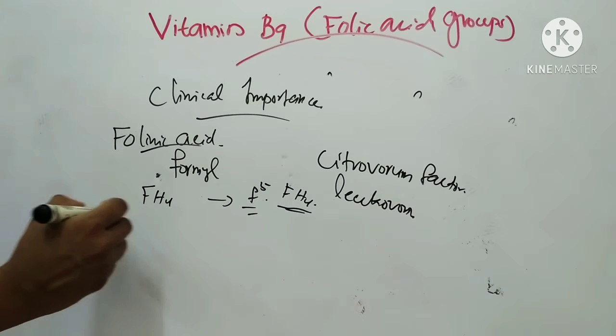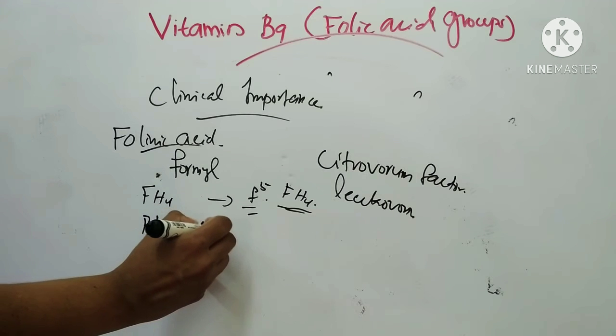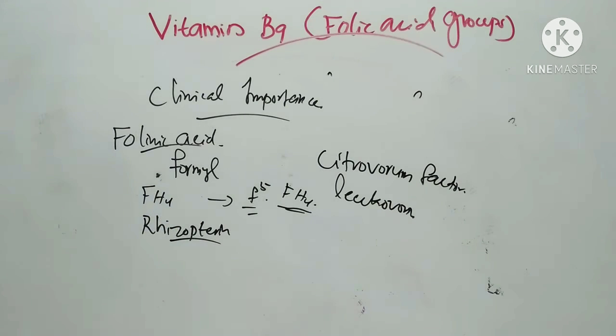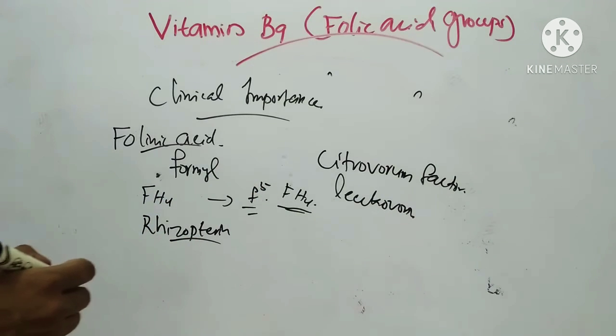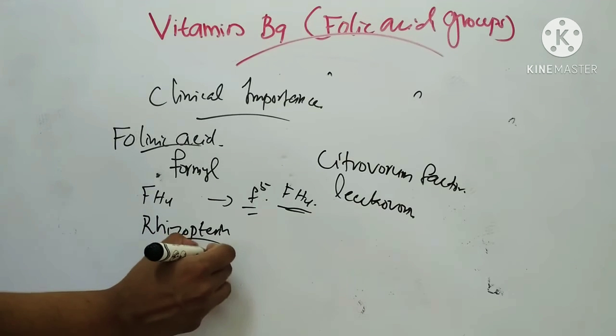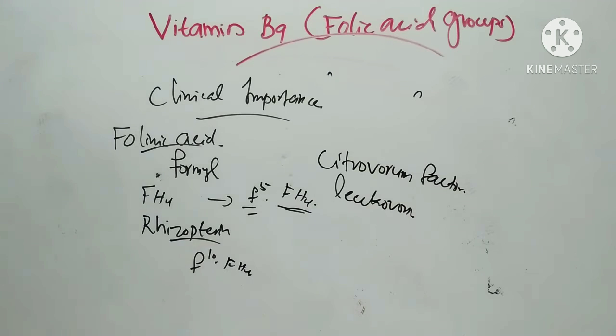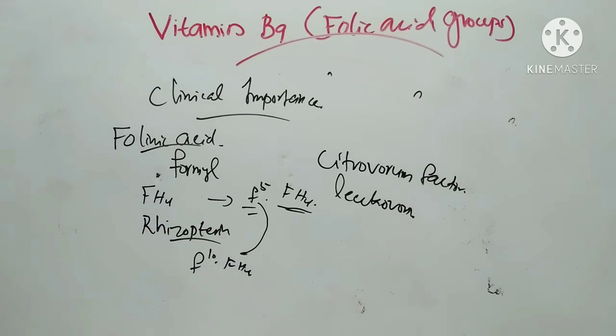Next one is rhizopterin. A similar compound, but with the formyl group in the 10th position. Here the formyl group is in the 5th position, and here it is in the 10th position, that is F10FH4. Compare this with 5,10FH4.